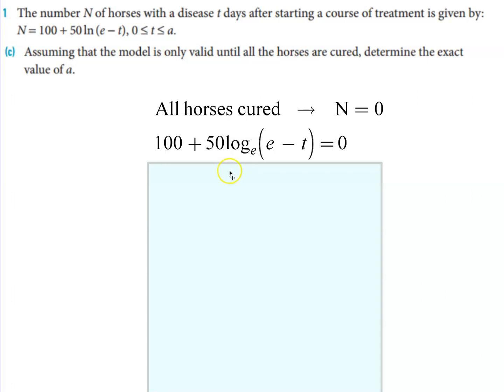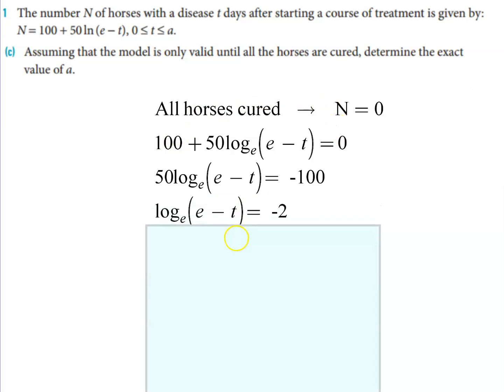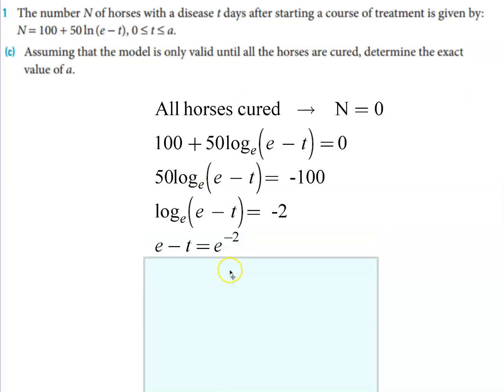Otherwise, just keep watching. Okay, so step number 1, I subtracted 100 from both sides to get the 100 on that side, making it negative 100. Step 2, I divided both sides by 50. So negative 100 divided by 50 is negative 2. Step 3, I rewrote it as an exponential equation. This time I do have log to the base e. So e to the power of negative 2 equals e take t.